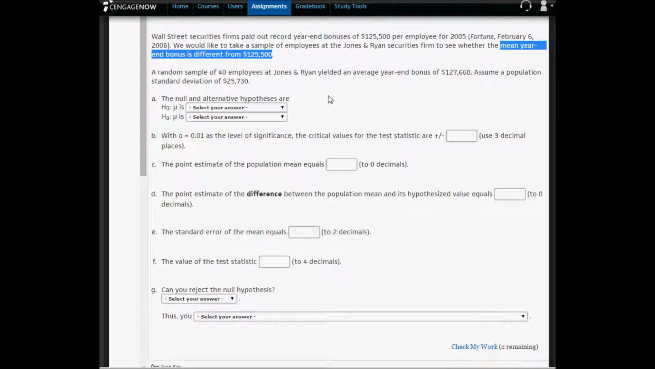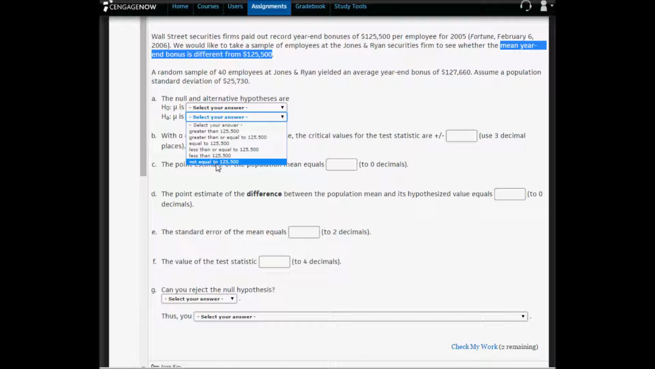In problem 1 of homework 9, we want to test whether the mean year-end bonus for a given company is different from the reported value of 125,500. In part A, we have to determine the null and alternative hypotheses. Now, because the null hypothesis always includes equals, the phrase highlighted in blue is the alternative hypothesis.